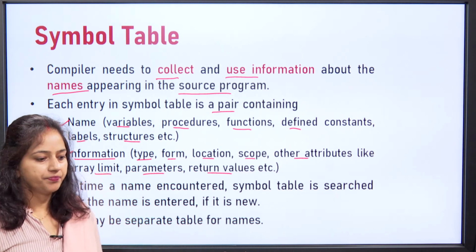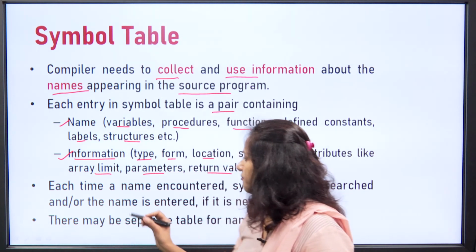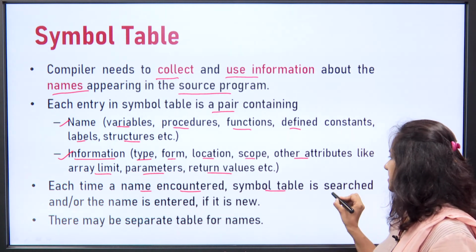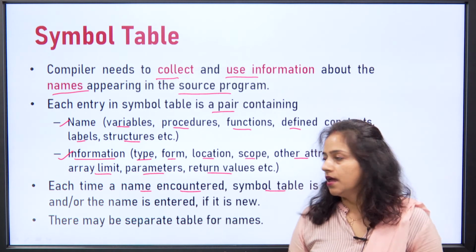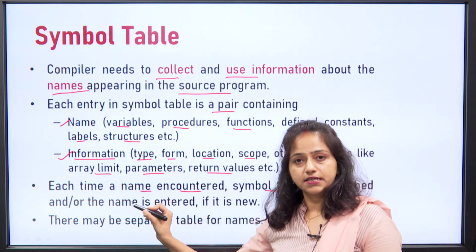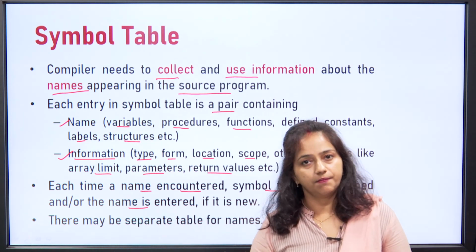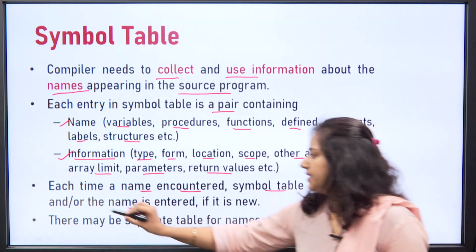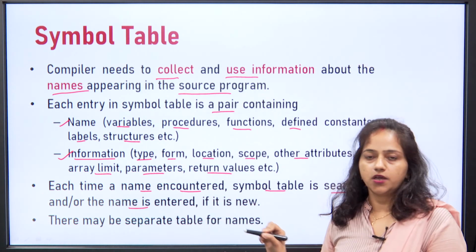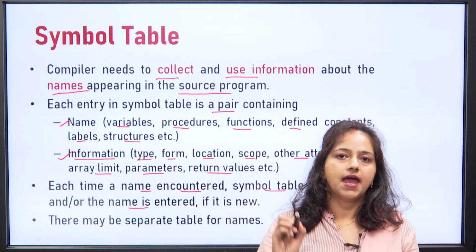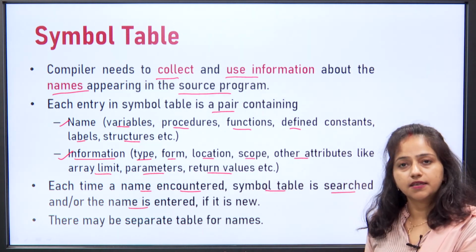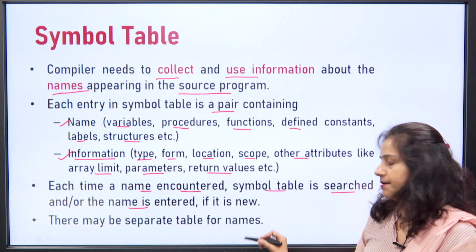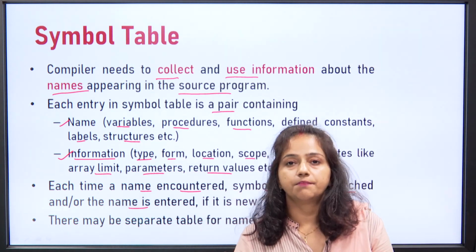that is encountered in source program. So, the thing is, whenever a name appears in a source program, first of all the symbol table is searched, and after searching the symbol table, if the name is not appearing in the list, then that entry will be made in the symbol table. So, each time a name is encountered, symbol table is searched and the name is entered if it is new. So, if name is not in the list, then that particular name will be entered into the symbol table along with its necessary information at subsequent phases of the compiler. There may be a separate table for the names. So, this is the basics about the symbol table.